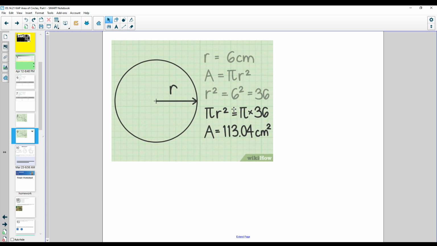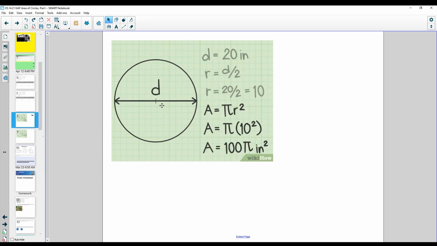Do you know what 6 squared is? How do you say that as multiplication? 6 times 6, 36. So it's pi times 36. You could leave it as 36 pi. You could do 3 times 36 by estimating, or 3.14 times 36.